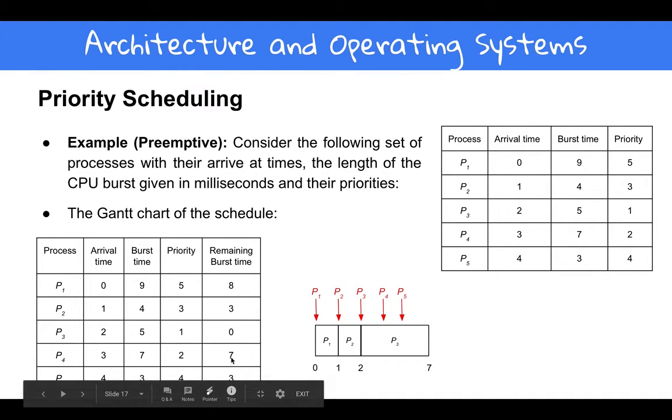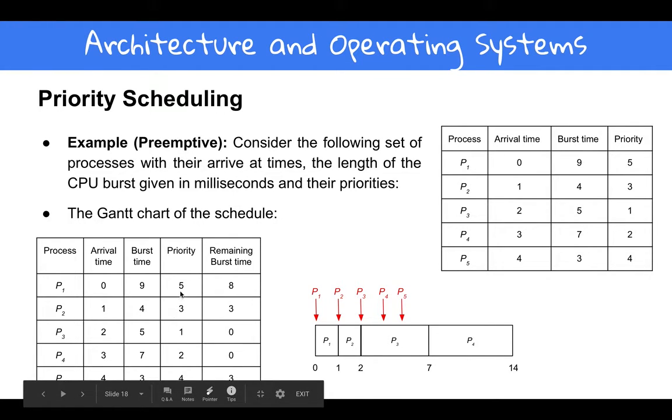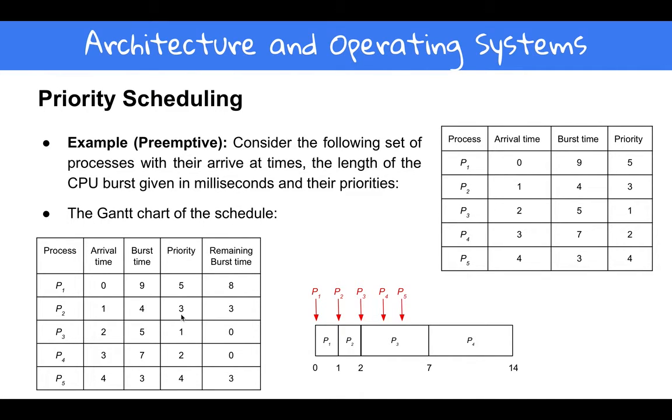No one can beat that. So we've got to give the CPU to P4. Run it for 7 milliseconds and the remaining is 0. Among these three now, 8, 3, 3, the priorities are 5, 3, and 4. Which one gets the CPU time? This one, because that's a higher priority.